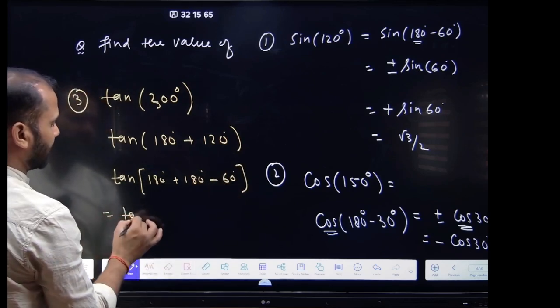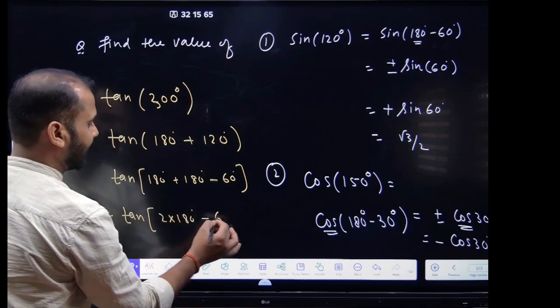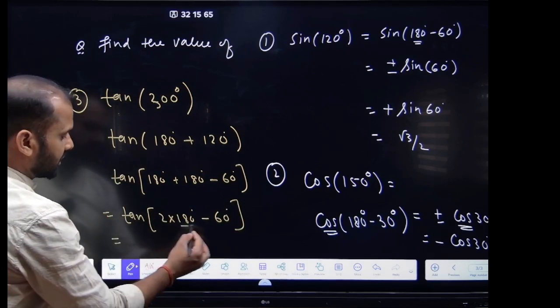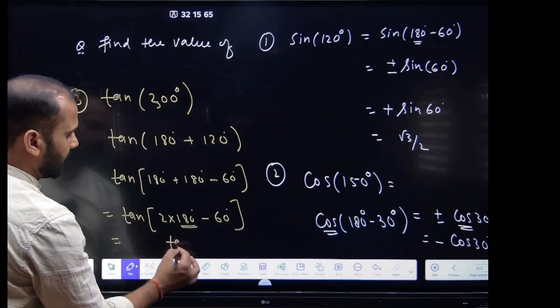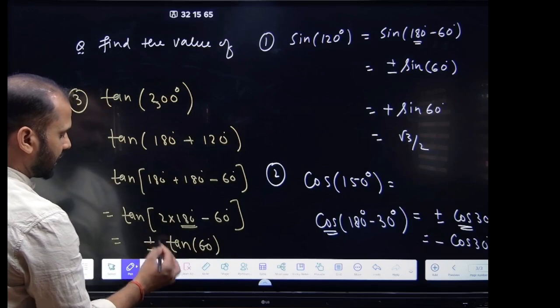Okay, I can write like this then: tan of 2 into 180 degree. That's why I wrote an integral multiple minus 60. So how much is it? Since 180 is there, tan will remain tan. Tan of 60 degree, plus or minus? As of now I don't know.